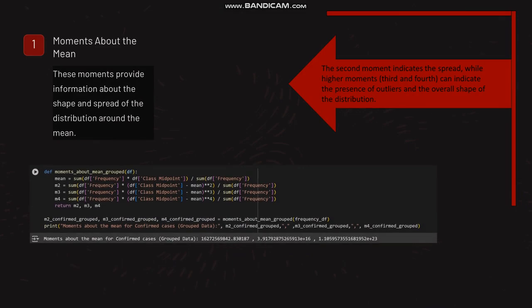We had calculated the mean earlier, and the spread of information around it is explained by moments about the mean. The second moment indicates spread, while higher moments can indicate the presence of outliers in the overall shape of the distribution.